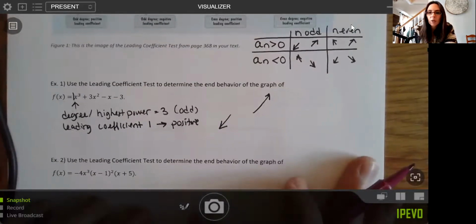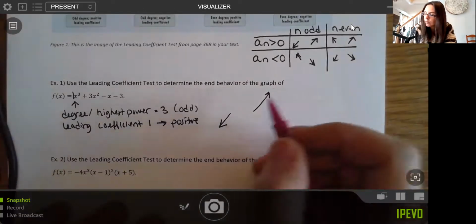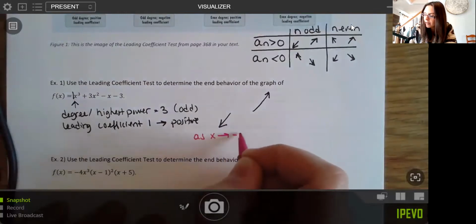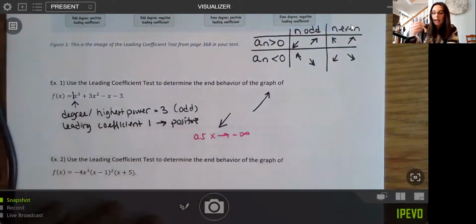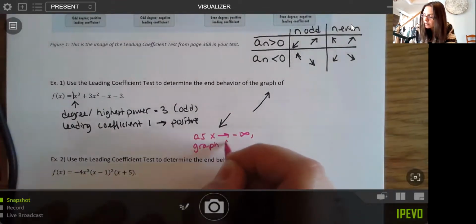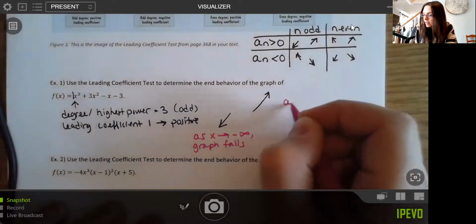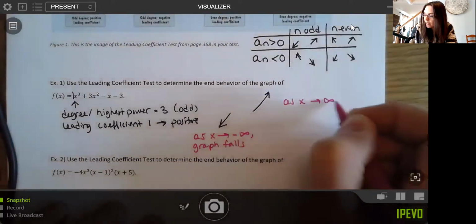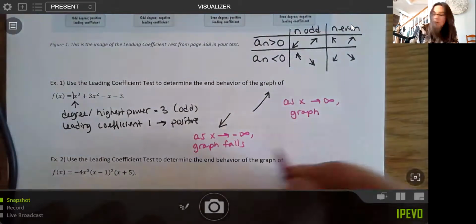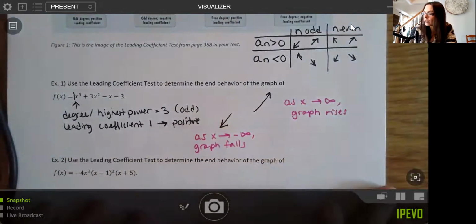Sometimes what we'll say too, and this is getting a little bit more into the upper level mathematics, is as x goes to negative infinity, so we're going towards the negative side, the graph falls, meaning it's going down. And on this side, as x goes to positive infinity, the graph rises. So again, just another way to say it.